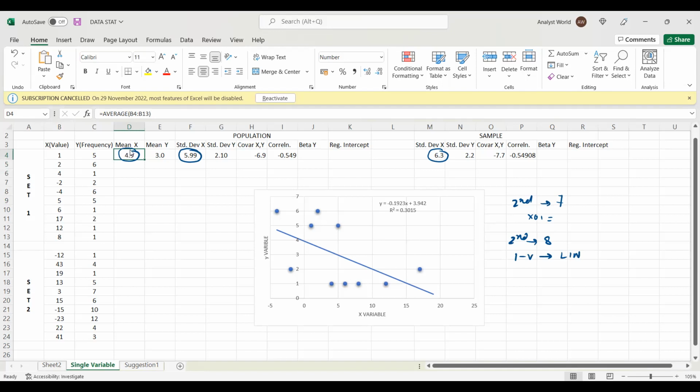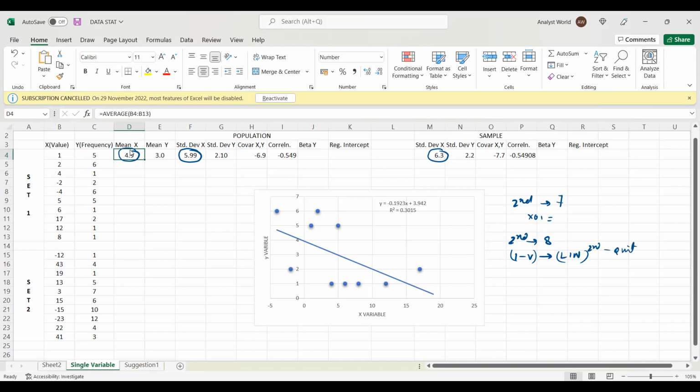Sir, how to do it? Jitaditya, don't ask me how to do it. What do you mean by how to do it? Second enter. If you press second enter, it will immediately default to LIN from 1V. And then press second and press quit.